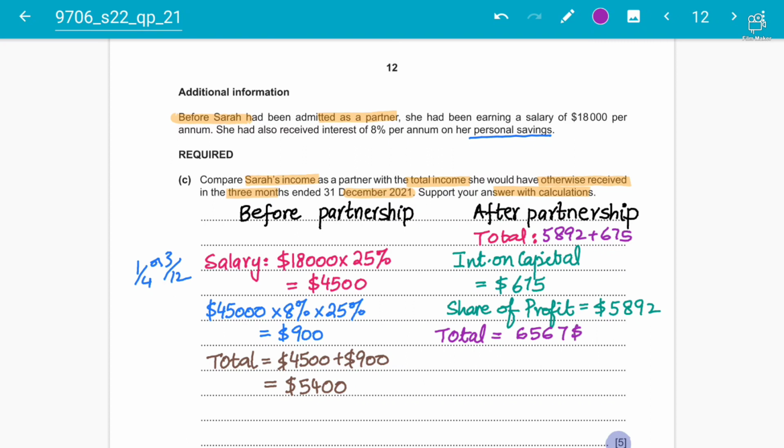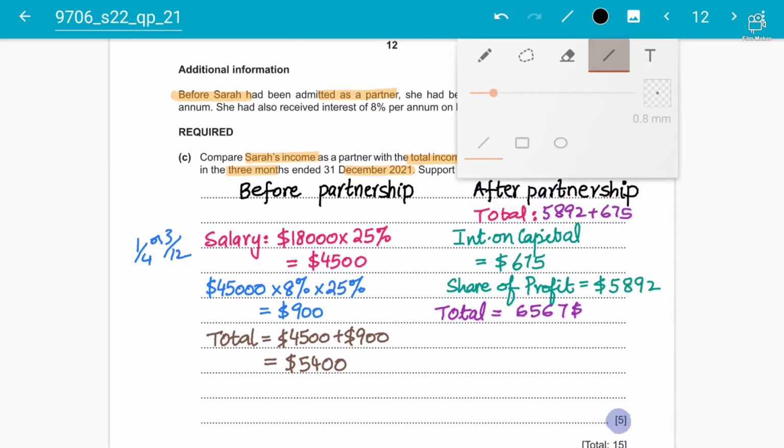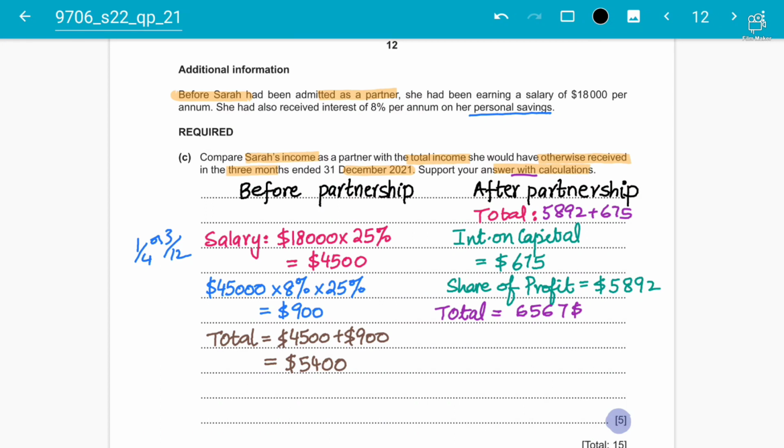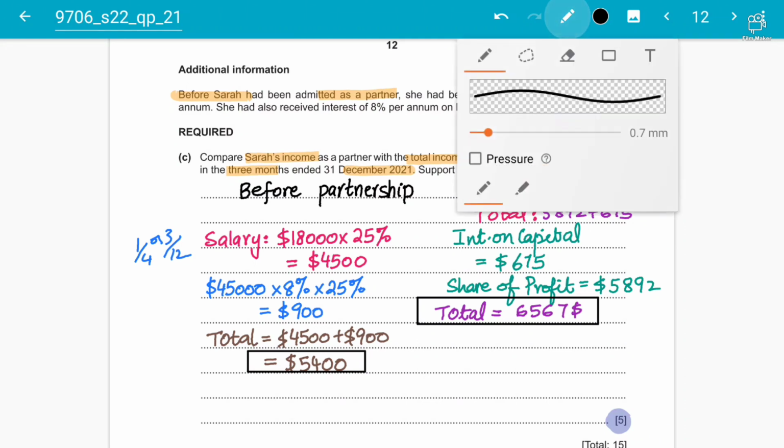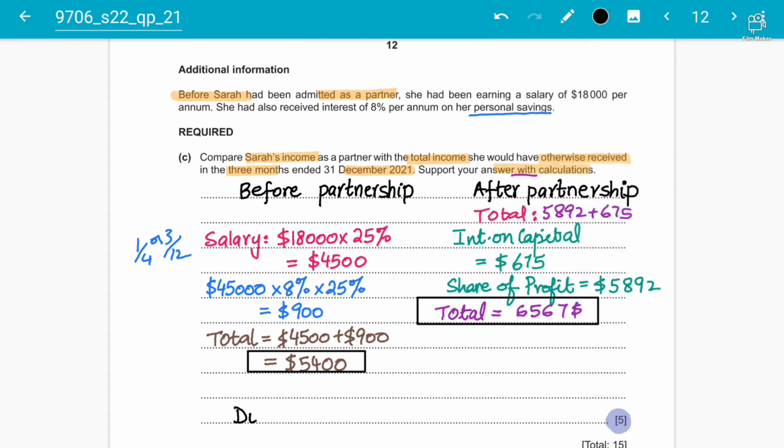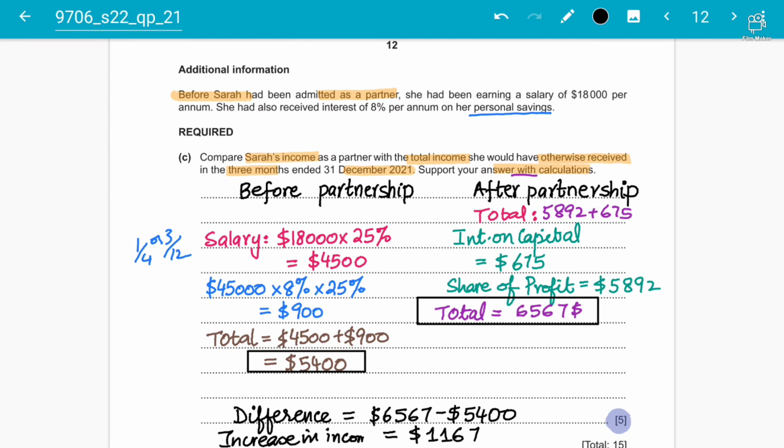So how much is the excess amount? We have to compare the amounts and support your answer with calculations, which means I think we can clearly say that there is more benefit for Sarah if she joins the partnership, as compared to doing things separately, like earning a salary before, working somewhere else and getting the personal savings. And the difference in income that she is earning is 6,567 minus 5,400, and that is coming out students as $1,167. $1,167 is the increase in her income. That's a good amount, so she should switch and be a partner.